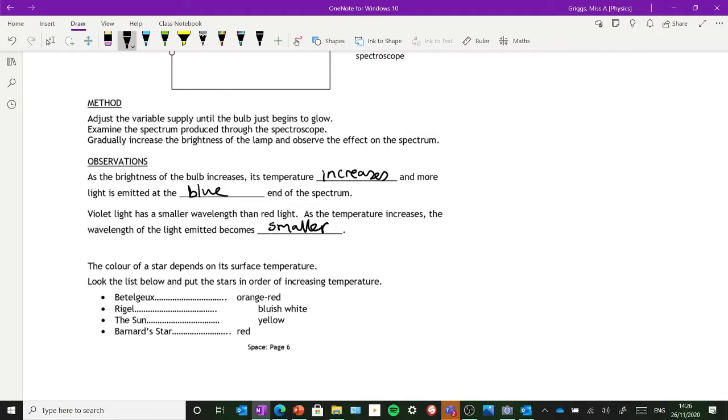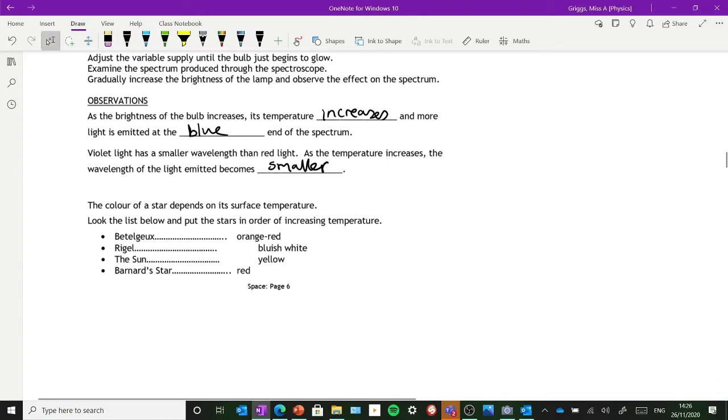Okay, so basically astronomers look at the light coming from stars and they can tell the temperature by looking at the colour. If there's more blue, then it's hotter. If there's more red, then it's cooler. It's still very hot, but just not as hot. So the colour of a star depends on its surface temperature.